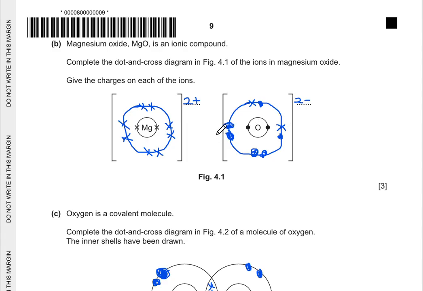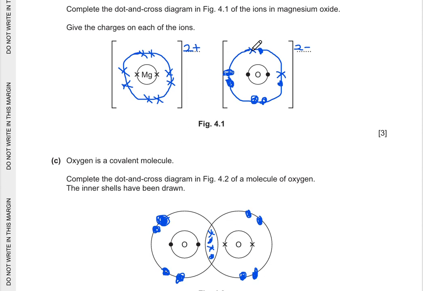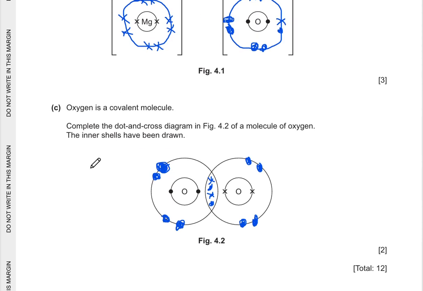Because Mg has 2 valence electrons and oxygen has 6 valence electrons, oxygen needs 2 and Mg needs to lose 2. And do not forget to make the X with the O, or you can also make them not really together. Oxygen is a covalent molecule.